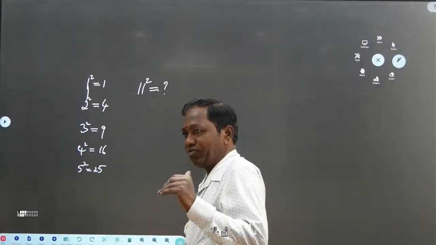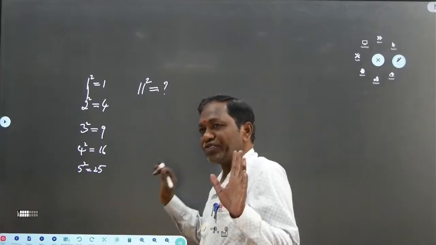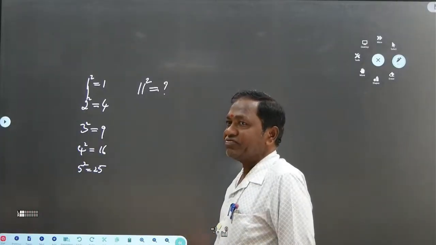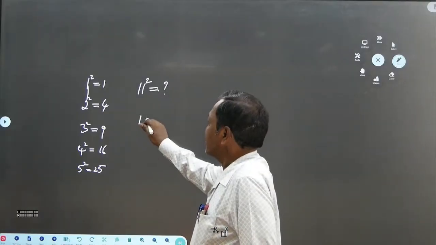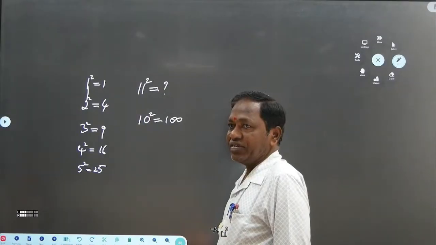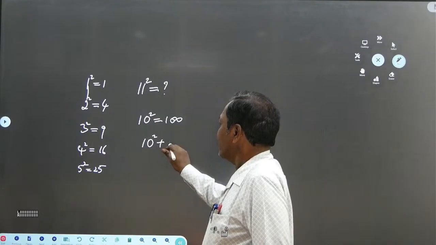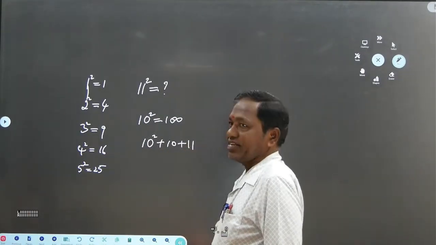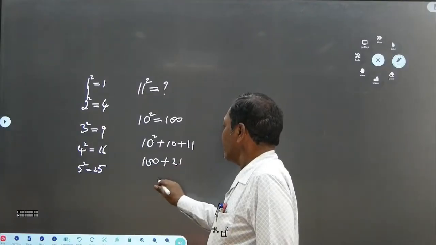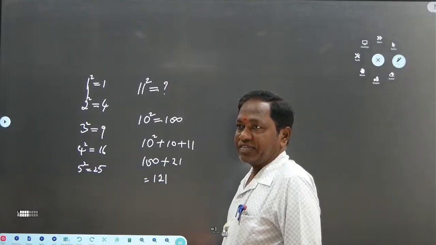11 square we know now, we have been practicing. But assuming we don't know 11 square, you can take the previous number, 10. 10 square is a very easy one. What is 10 square? 100. So 10 square plus 10 plus 11: 100 plus 21. So 121. So this is the easy one.